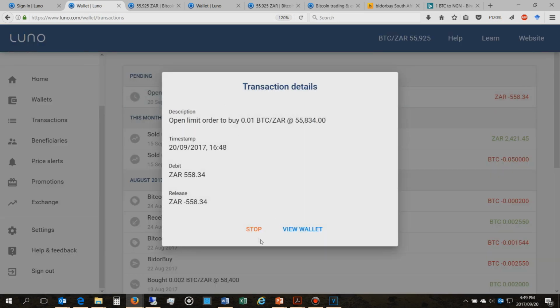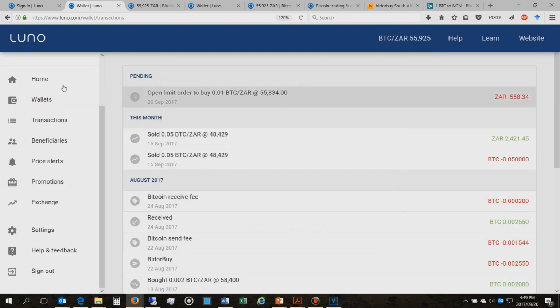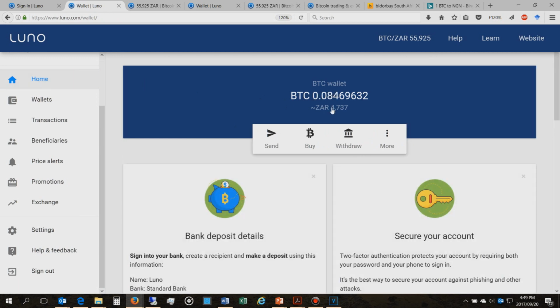You can cancel it if you want. I may stop it right now, or I can just wait for it. I'll just wait for it, that is fine. Then once it gets accepted, I will see the Bitcoin value here increase, and that's it. That's how you do it. Now, moving on.